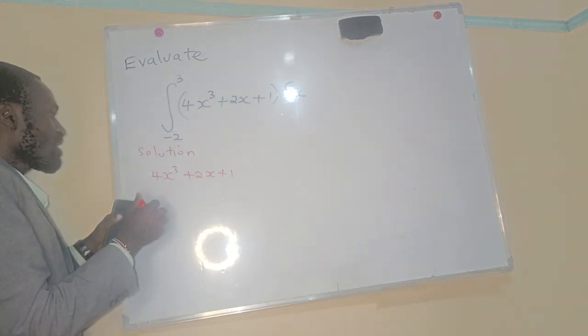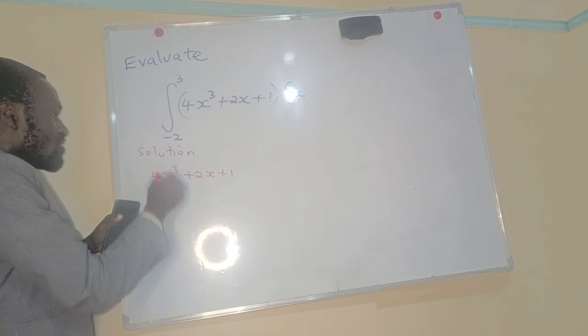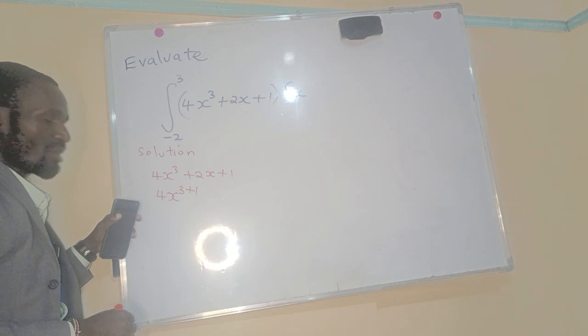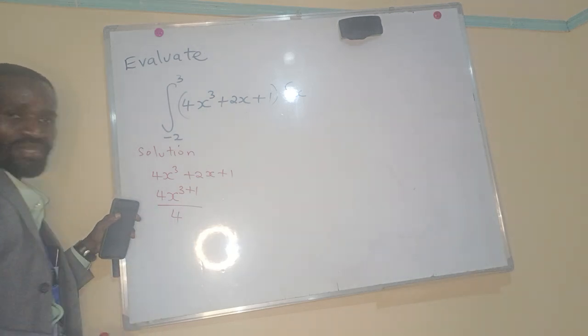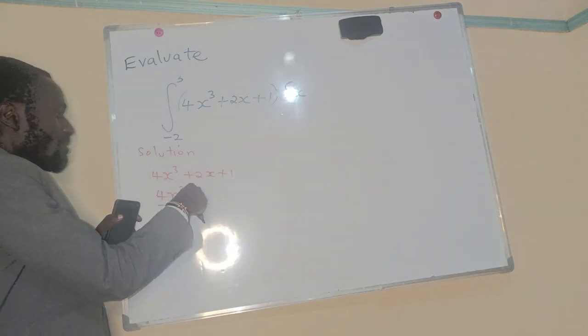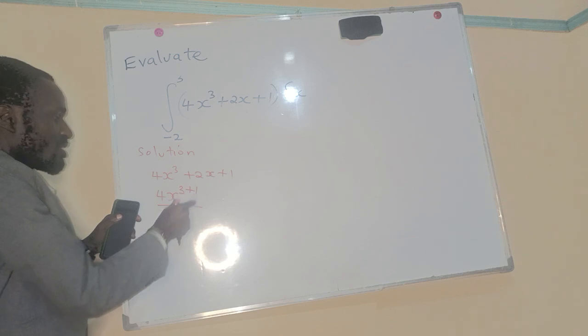So what am I going to do here? I'll just come here and say 4x cubic. This is the first part of that expression. That part must have the power increased by 1, and the sum is taken as the denominator. So I'll have 4x cubic, increase the power by 1 by having 3 plus 1. Then what is the sum of these two? 4, divided by 4.